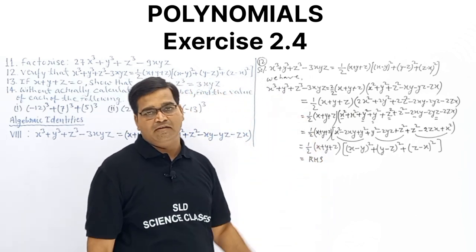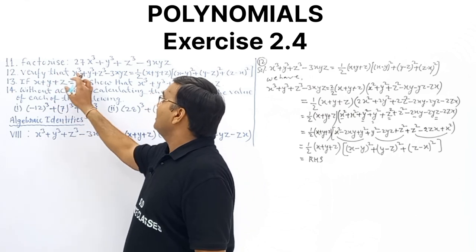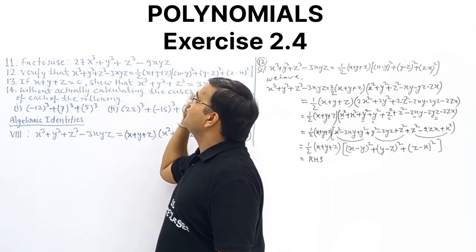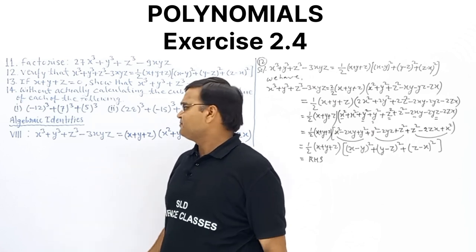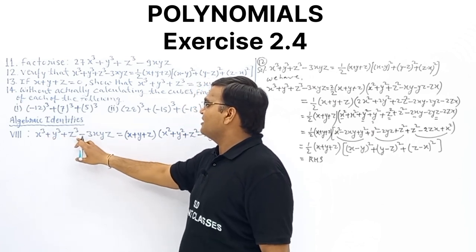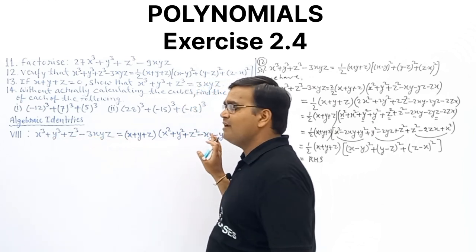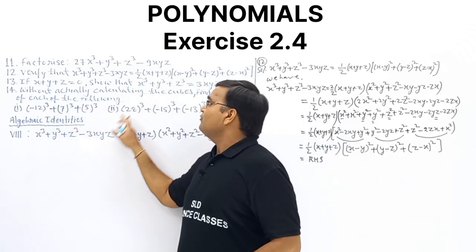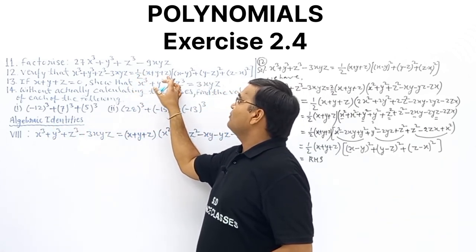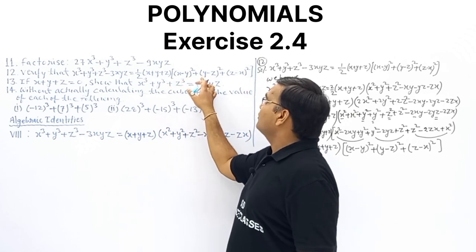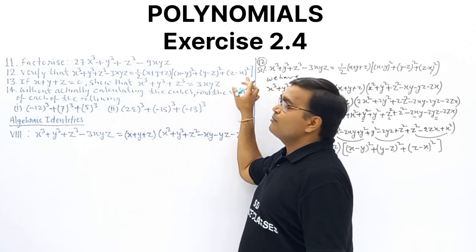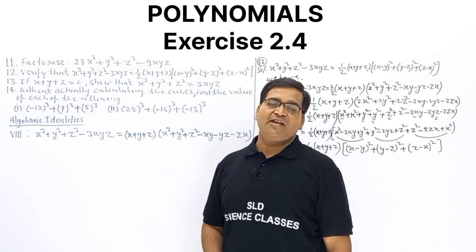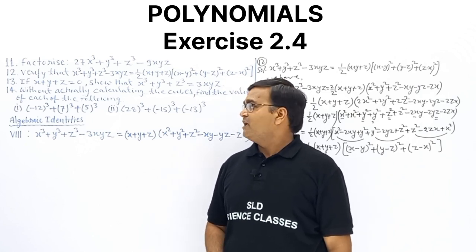So we verified that x cube plus y cube plus z cube minus 3xyz is this one. That's okay. But we can also write this as 1 by 2 into (x plus y plus z) into (x minus y whole square plus y minus z whole square plus z minus x whole square). It is also its result, its expanded form, we can say.